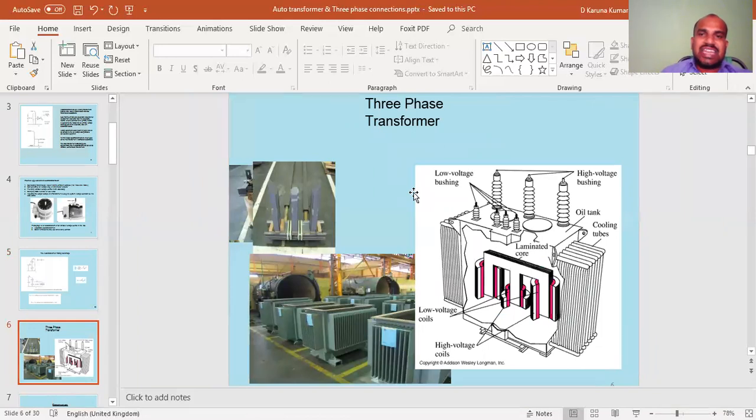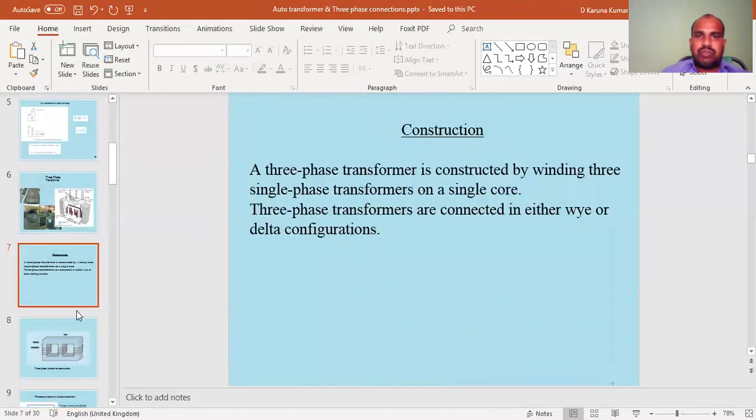The next topic is three-phase transformers. These are some diagrams of three-phase transformers. One is a single-phase transformer used for small applications and small voltage. A three-phase transformer is constructed by winding three single-phase transformers on a single core. In a single-phase transformer there is only one primary and one secondary winding, but here three single-phase transformers are connected on a single core. These three-phase transformers are connected in either delta or star connections.